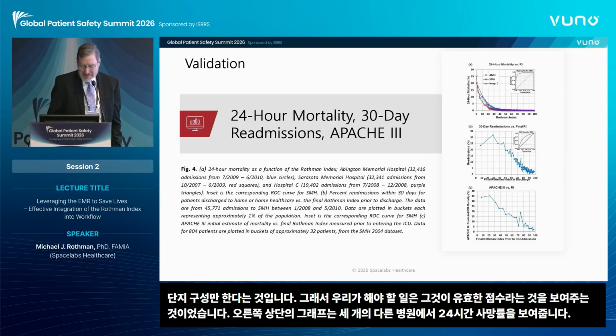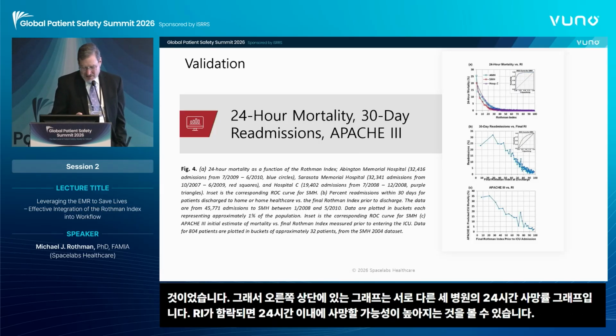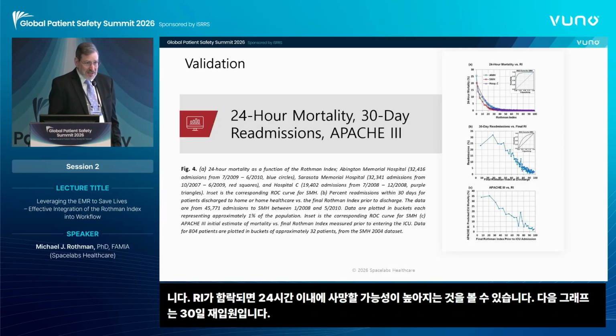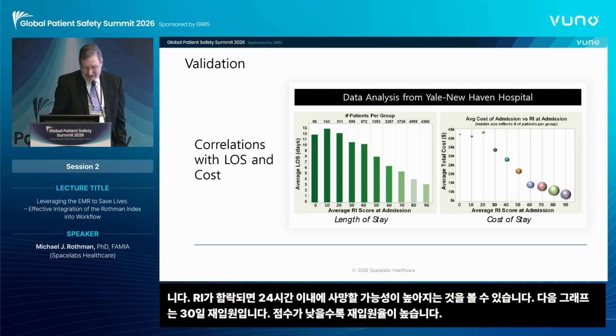The next graph is 30-day readmissions. Lower score, higher readmission rate. The bottom one is correlation with the Apache 3 measure of mortality. This was looking at the initial RI.